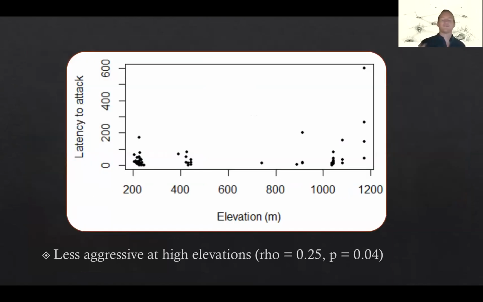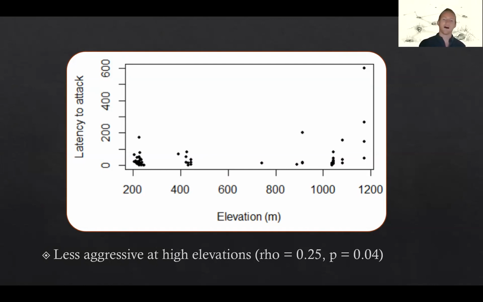So you can see from this scatter plot, there is a positive relationship between latency to attack and elevation. So colonies with a longer latency to attack are actually more docile. It's the most aggressive colonies that have low values for latency to attack. So you can see that the colonies get less aggressive at high elevations. It's not a particularly strong or particularly certain relationship, but it is there. And you can see there's a natural break in the data at about 600 meters.